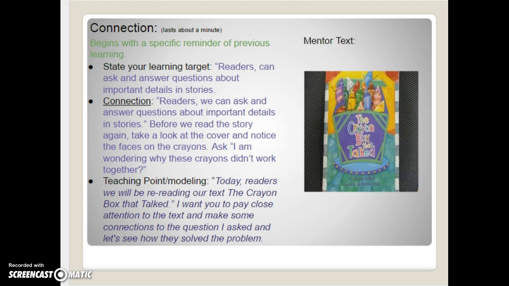Here's your connection. We'll be using the mentor text, The Crayon Box That Talked. State your learning target. Readers, we can ask and answer questions about key details in stories. Here's your connection. Readers, we can ask and answer questions about important details in stories. Before we read the story again, take a look at the cover and notice the facing of the crayons. I'm wondering why these crayons didn't work together.